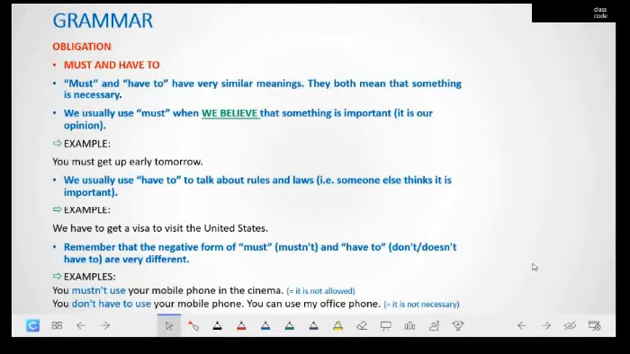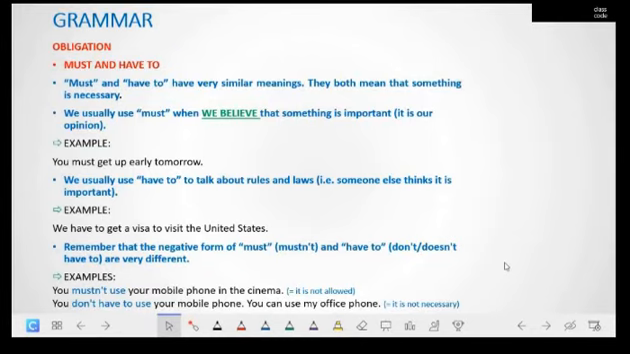Okay, let's continue. Must and have to. So, must and have to are very similar. They have very similar meanings. They both mean that something is necessary, as you said. We usually use must when we believe that something is important. It is our opinion. Example, we must get up early tomorrow.